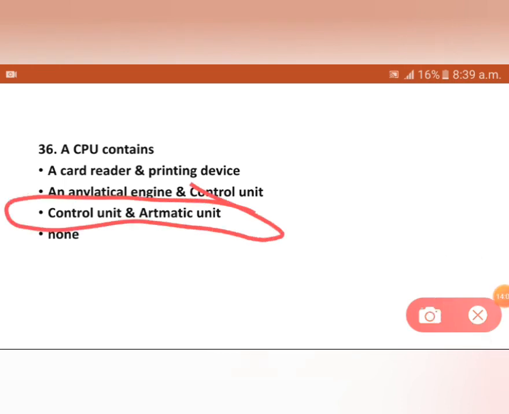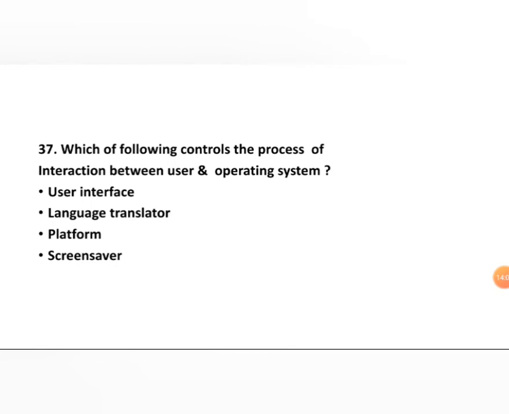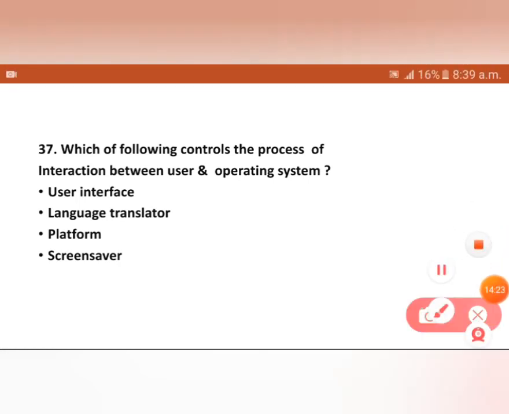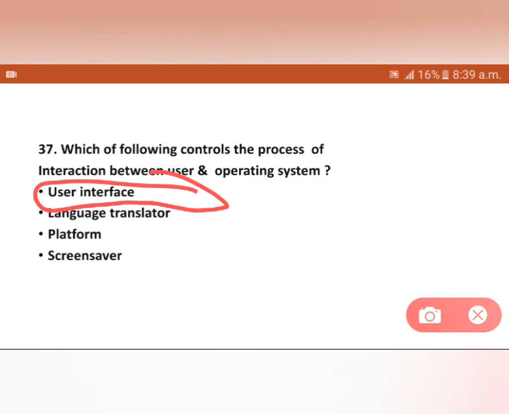One more question is, which of the following controls the process of interaction between the user and operating system? User interface, language translator, platform, and screen saver. The correct option is option number 1. Option number 1 is the correct option.